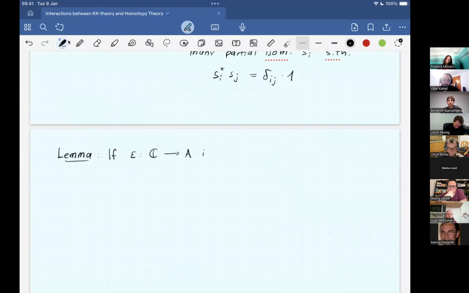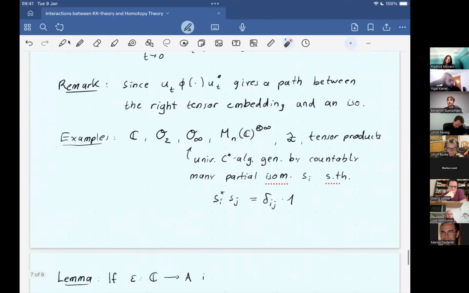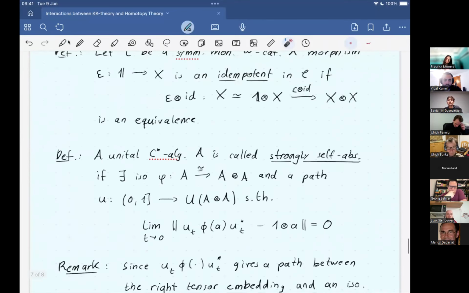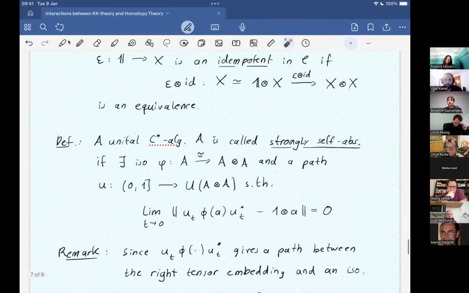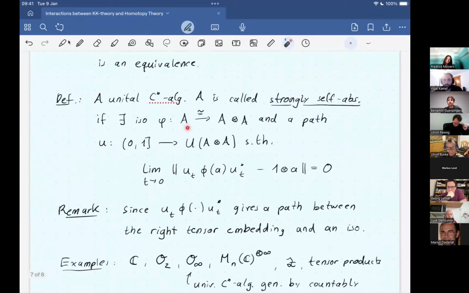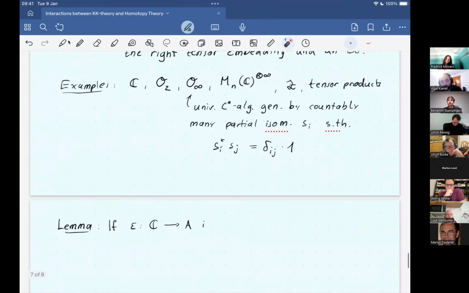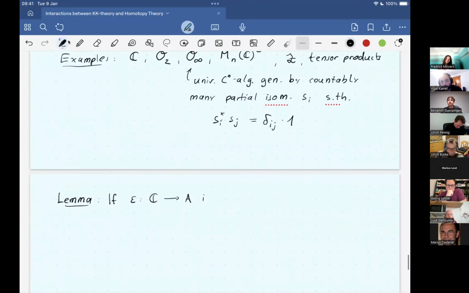And by this map, I should have said this. So what's the map here? The unit in a C star algebra is, of course, the complex numbers. So I need a map from the complex numbers to the algebra. That's, of course, the unit map. I'm assuming that my algebra has a unit. That's the thing that I want to be an idempotent.